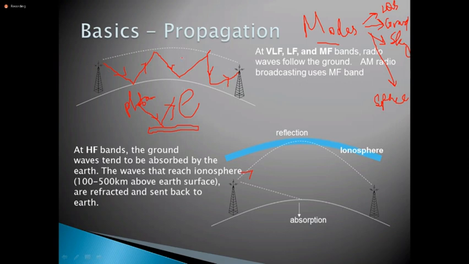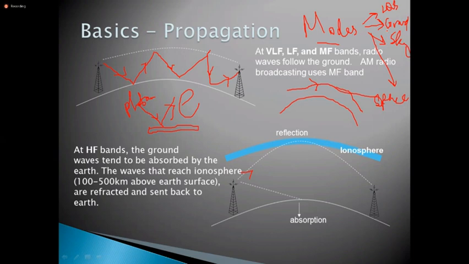So in ground wave propagation, we say that the radio waves follow the curvature of the earth. We say they follow the curvature of the earth in ground wave propagation because of that reflection. The radio wave keeps going along the curvature. It is not a straight line, it's a curved line, and it follows the curvature of the earth in ground wave propagation.